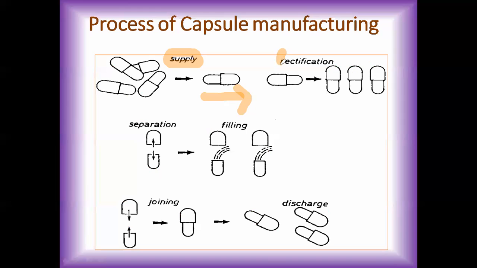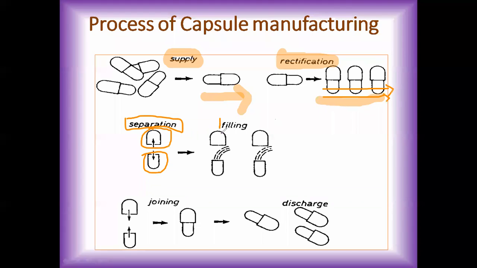After passing through the channel, rectification is done. And in rectification, what happens? The body end will always be at the bottom. You will find that the bodies are always at the bottom. After rectification, the next step is separation. As the name itself says, here the separation of the body part and the cap part takes place.